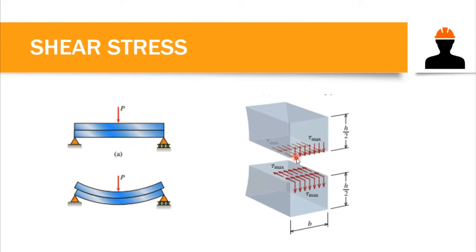Now in beam, the maximum shear stress occurs in the neutral axis. This is in contrast with the flexural stress. When we say flexural stress, the maximum stress occurs on the outside surface of the beam, but in shear stress, our maximum shear occurs on the neutral axis. If we have a rectangular beam, our neutral axis is at the center, or that is h/2.